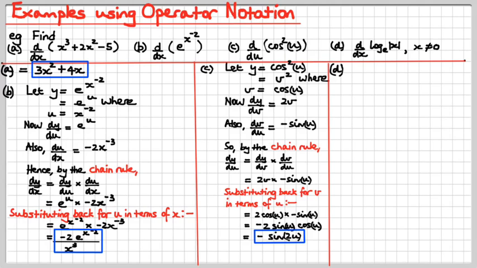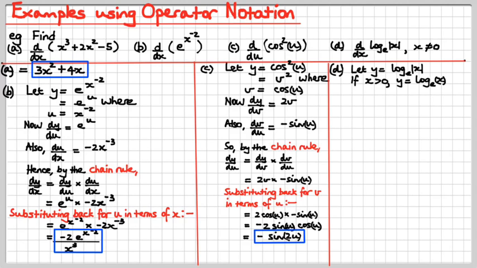Okay? Now this one, D, is a pretty interesting one, so we need to have a look at it in detail. The derivative of log of mod x, and x can't be 0. Now, let's break that up a bit. Let y equal log of mod x. What if x was positive? Then x is the same as mod x, so you might as well drop the mod sign and say it's the same as log of x.